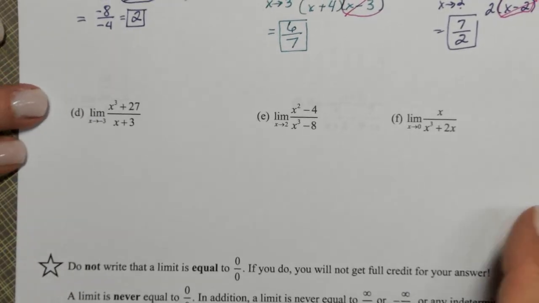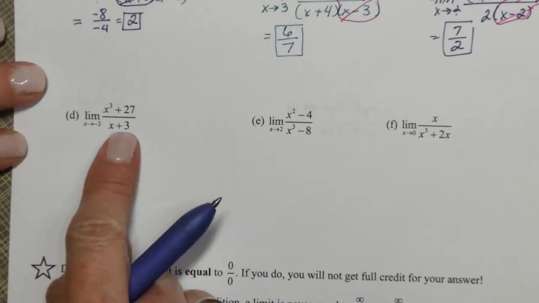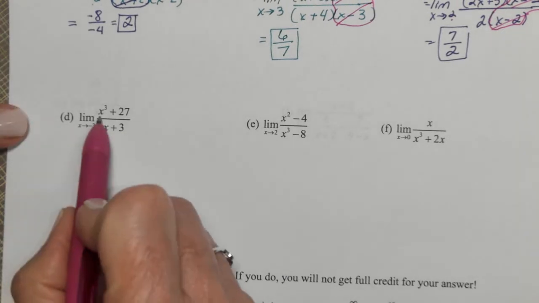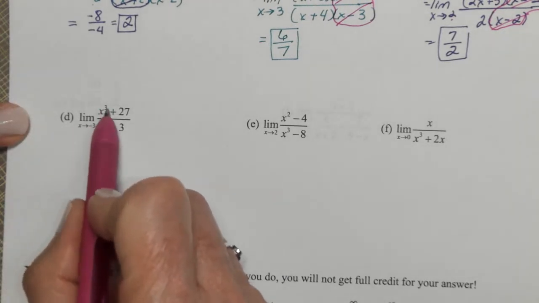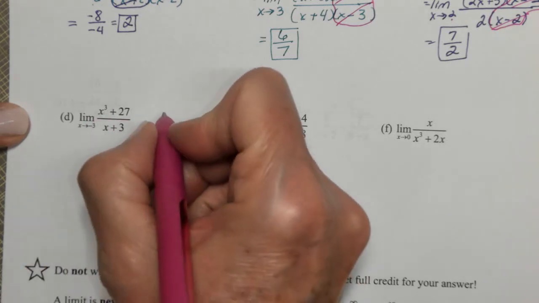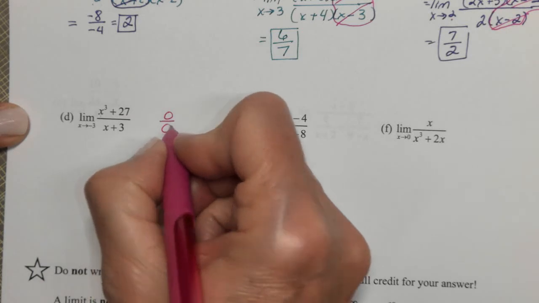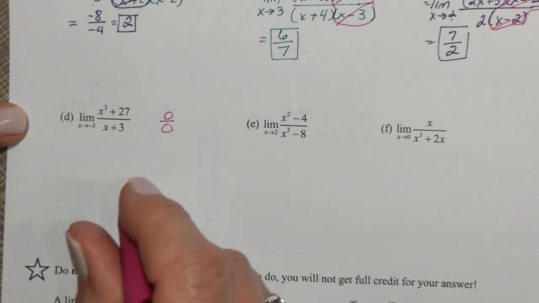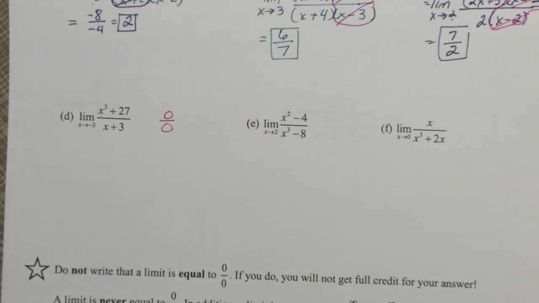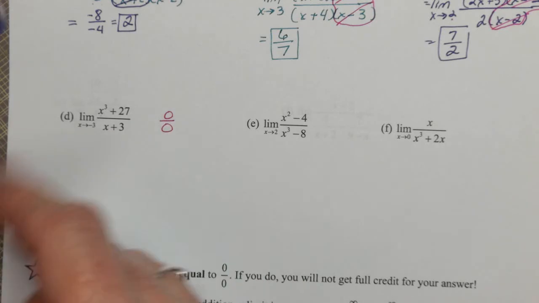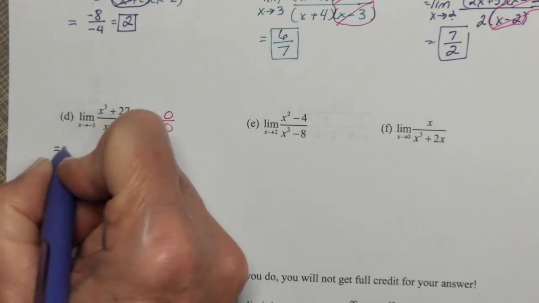Okay? Alright, D. If we just put negative 3 in for x, negative 3 cubed is negative 27, plus 27 is 0, negative 3 plus 3 is 0. That's indeterminate. So we're going to see if we can factor, right? Find our hole. I know there's a hole, we just have to go find it.